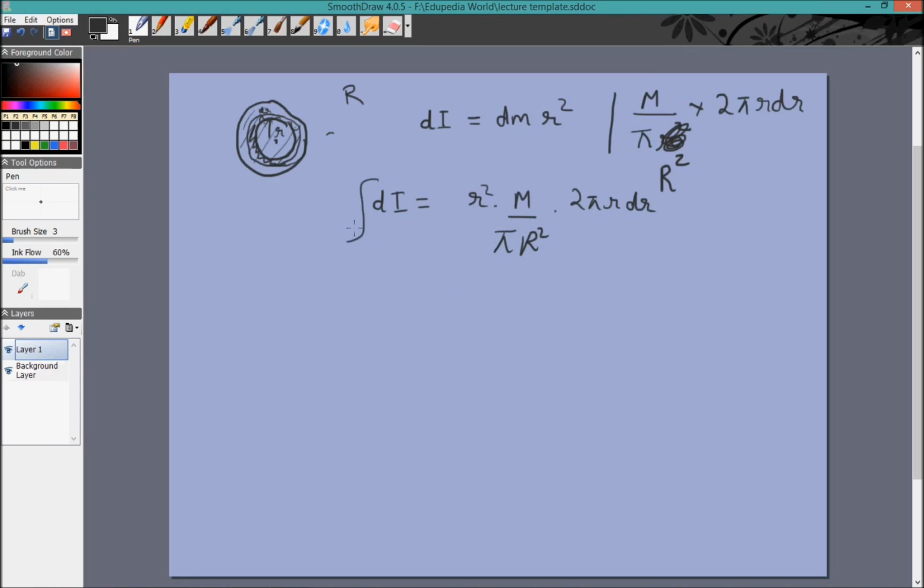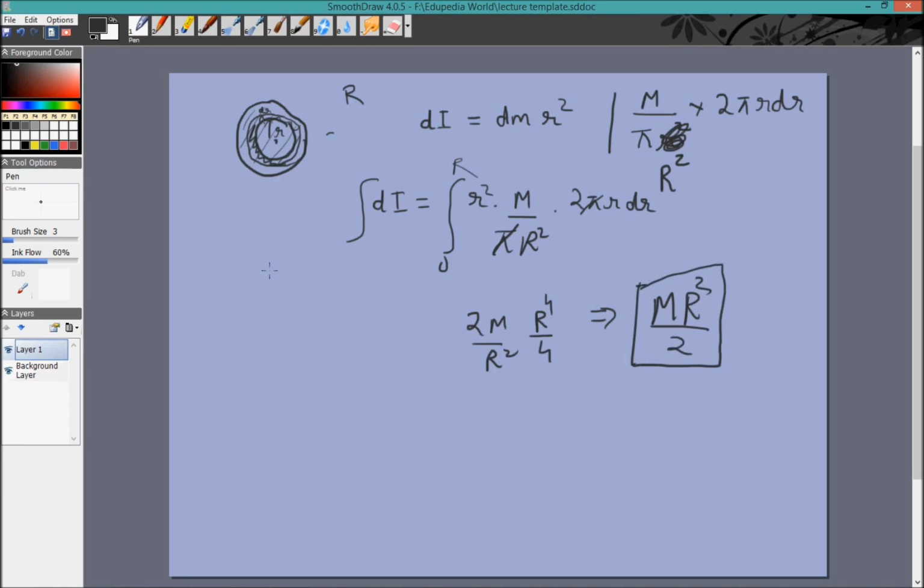So from this we get dI equals r squared times m by pi R squared times 2 pi r dr, right? And we integrate this and r goes from 0 to capital R. So we see pi and pi cancel. We get 2m by R squared times r cubed, which will integrate to give me r to the power 4 by 4, from 0 to R, so R to the power 4 by 4. So it gives me mR squared by 2. So the moment of inertia of a ring was mR squared, but of a disk is mR squared by 2.